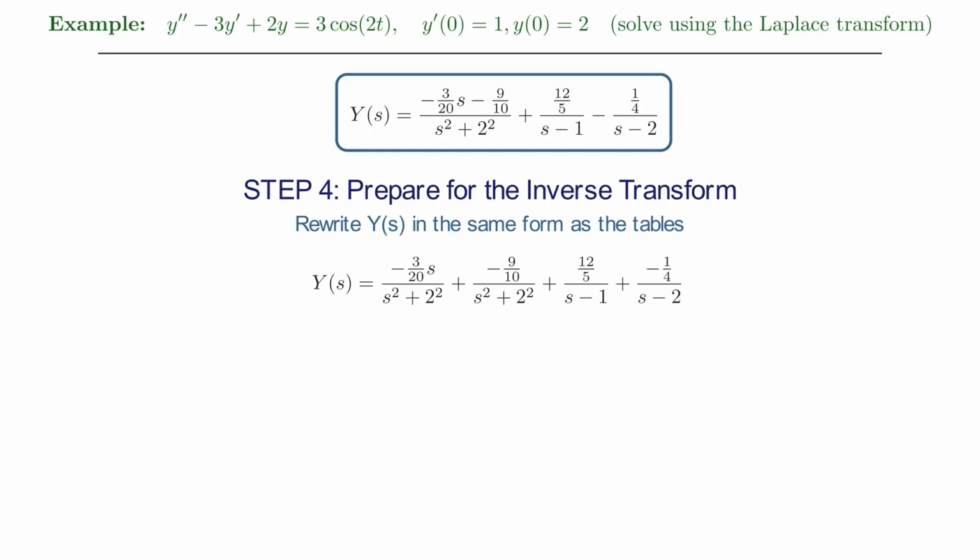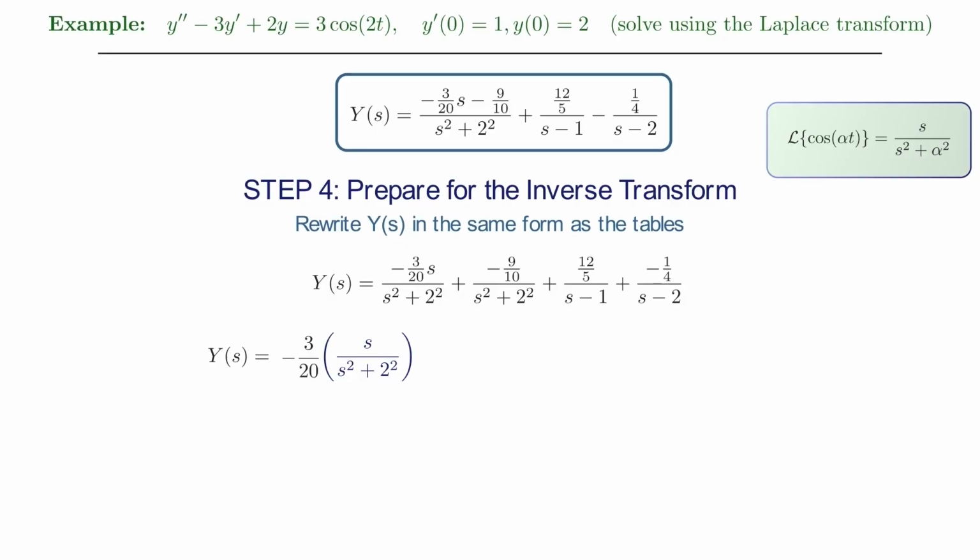And now we want to rewrite each of these terms so it's in the same form as something in the table. So looking at the table, we can see the closest form to that first term is the Laplace transform of cos of alpha t, which is equal to s over s squared plus alpha squared. So here our alpha is going to be equal to 2. And to get just the s by itself on the top of the fraction, we can bring the minus 3 over 20 out to the front as a coefficient.